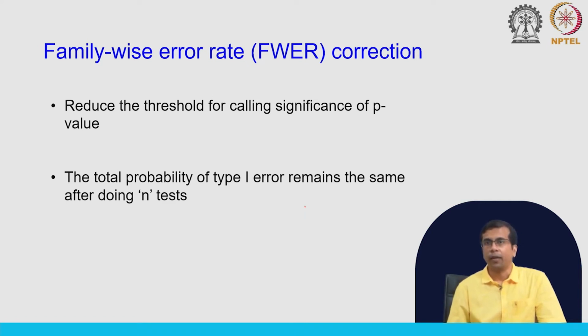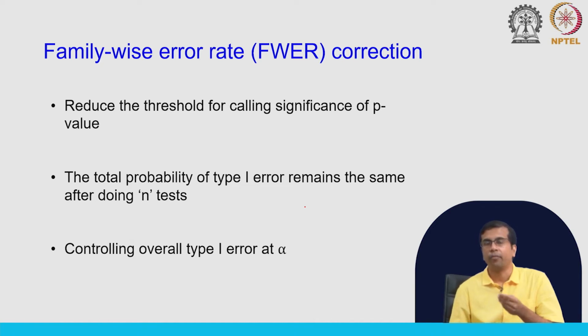So, what happens is that the total probability of type 1 error remains the same after doing n tests if you reduce this threshold. That is the idea, that we want to keep this threshold low, so that we do not make this type 1 error. And what we are doing is controlling the overall type 1 error at alpha, which was 0.05 for a single test. For 1000 tests, we also want to keep this overall type 1 error at 0.05.